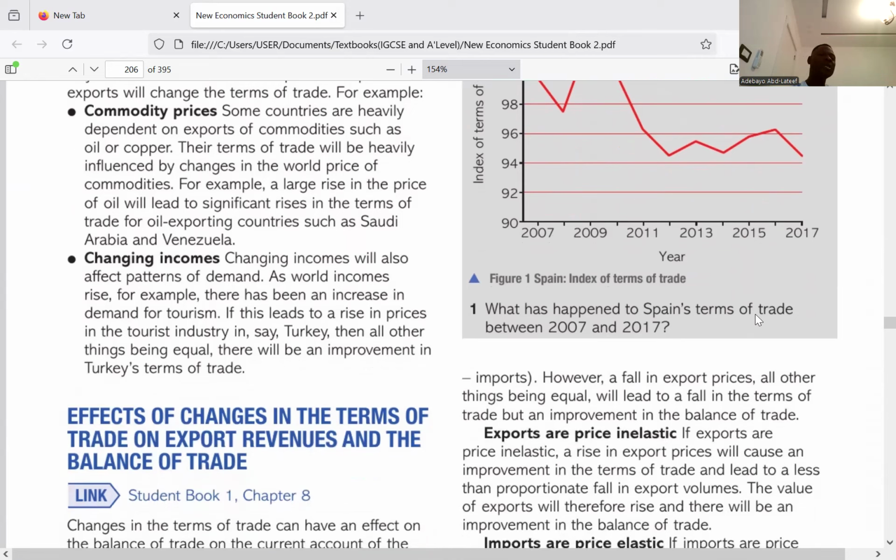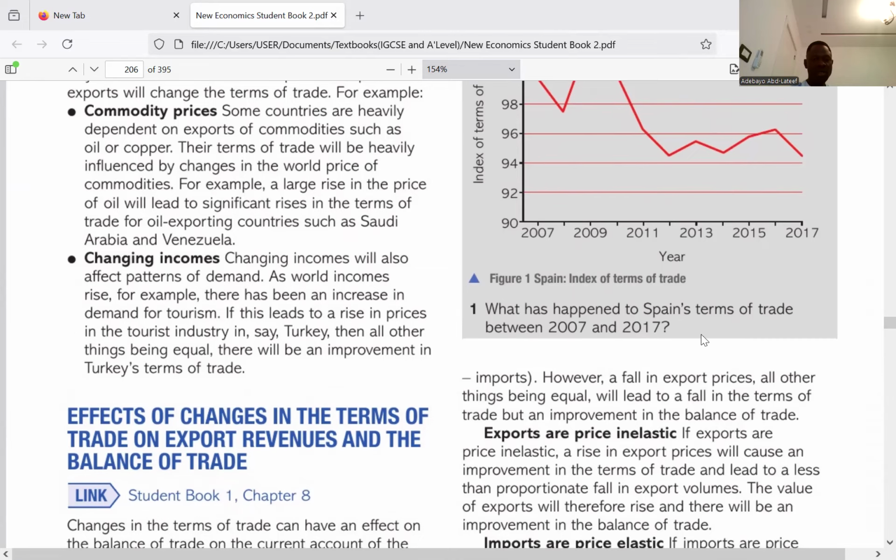Changing incomes will also affect patterns of demand. As world incomes rise, for example, there has been an increase in the demand for tourism. If this leads to a rise in price in the tourist industry in, say, Turkey, then all other things being equal, there will be an improvement in Turkey's terms of trade. That is export of services for Turkey. So if demand increases, prices are expected to rise, and that would also improve Turkish terms of trade. Does it make sense?